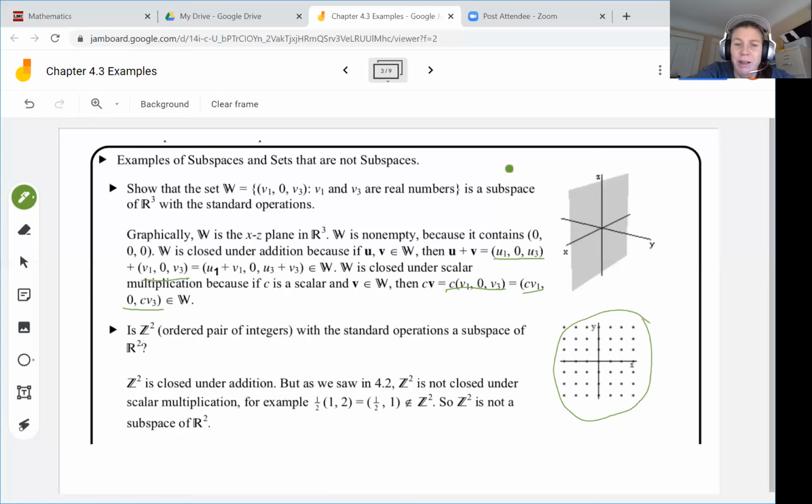But as we saw back in section 4.2, Z2 is not closed under scalar multiplication, because if we multiply a fraction or a non-integer by the integers, for example, a half times the ordered pair 1, 2, we get an ordered pair where one element is not an integer. You get ordered pairs where both elements are not integers, so they're not in Z2, the ordered pairs of integers. So Z2 is not a subspace of R2.